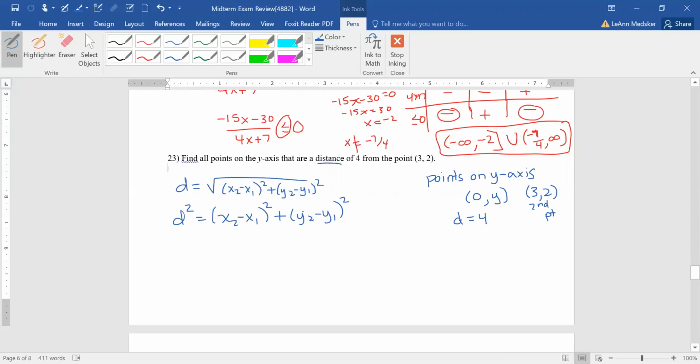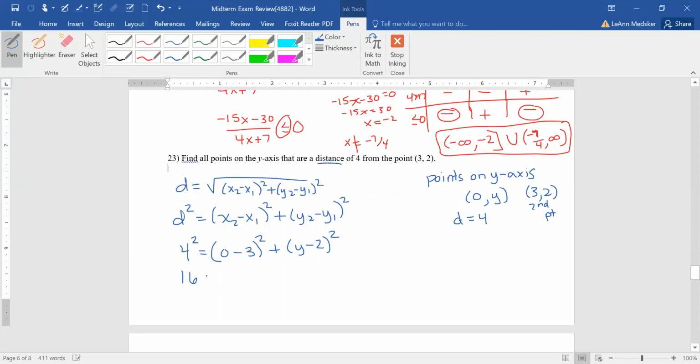Okay, so we have 2 points, 2 ordered pairs, and we have a distance. So we're going to plug this in. So 4 squared. Now, I usually choose to make sure that y comes first when I have my parentheses. So I'm going to do 0 minus 3, so I would also do y minus 2. So 0 minus 3 squared is the subtraction of my x's, plus the y minus 2 squared.